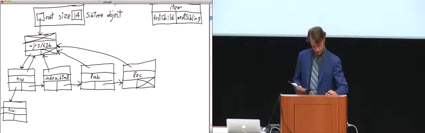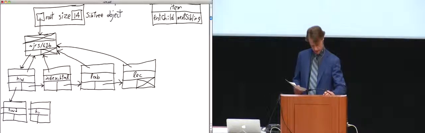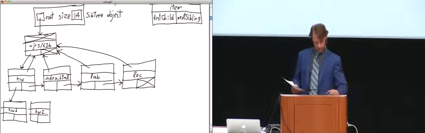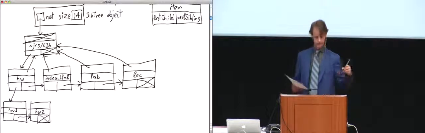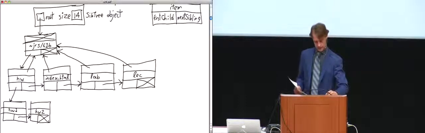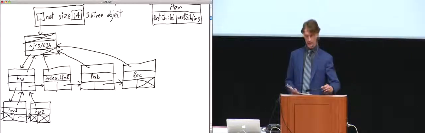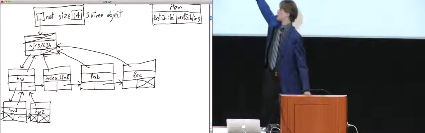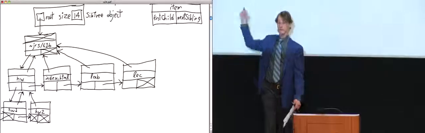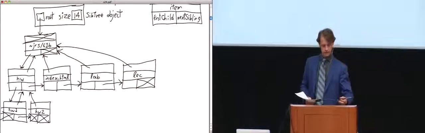So here's homework 1 and here's homework 2. The children of that leftmost child. And so they're linked together in a linked list, just like their parent. They both point up to their parent. And they have no children of their own, so their first child pointers are null. Index.html also has no children of its own, so its first child pointer is going to be null.